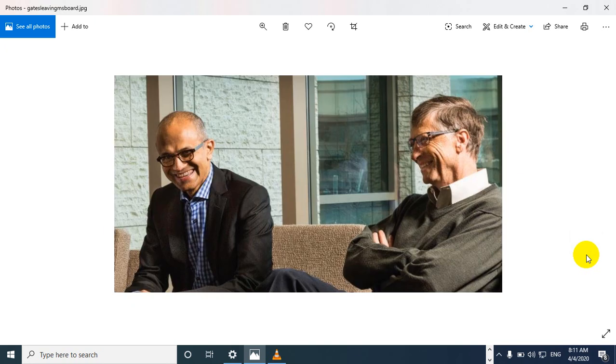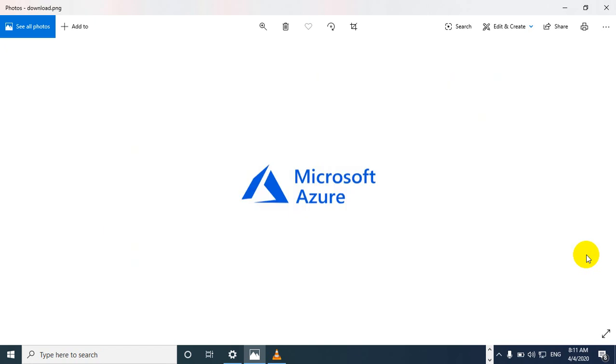So here, coming to Azure. Azure is used for building, testing, deploying and managing apps and services through Microsoft management. Azure was introduced in 2008. Before that it was called Project Red Dog. In 2010 it was named Windows Azure. In 2014 it was called Microsoft Azure. So that is the main thing here.